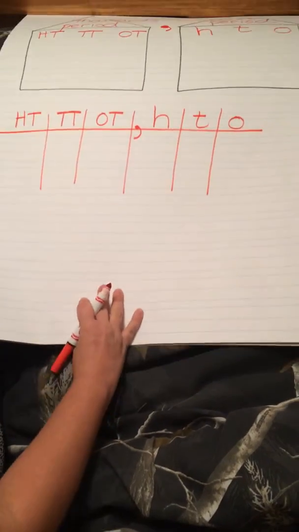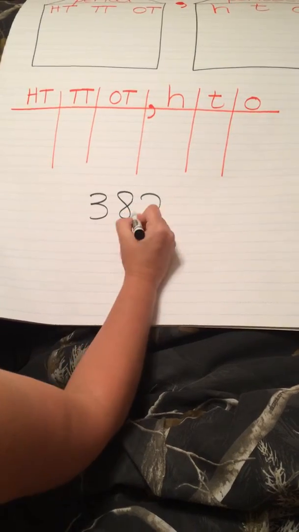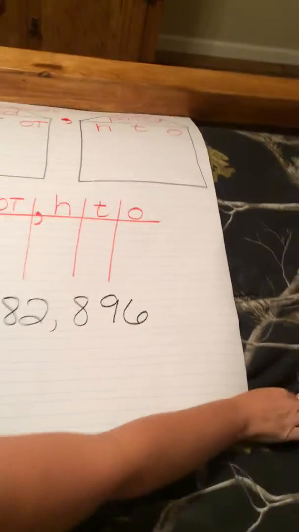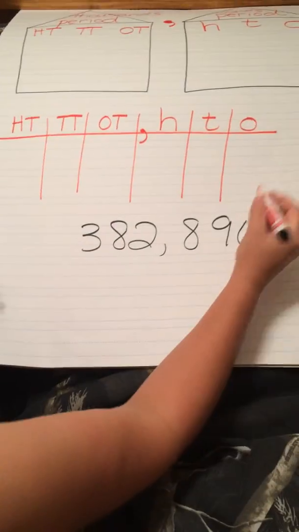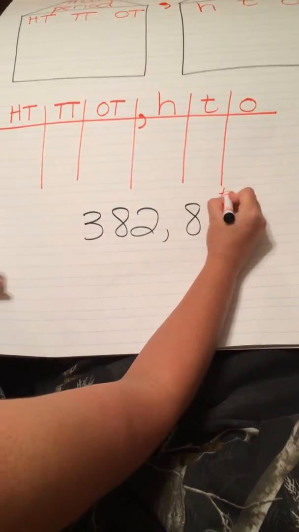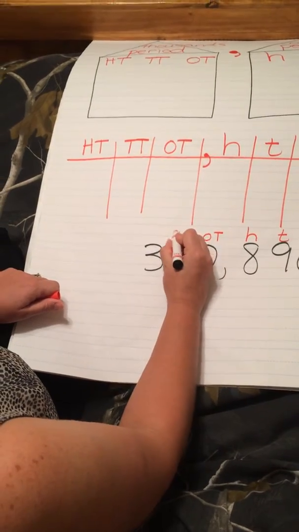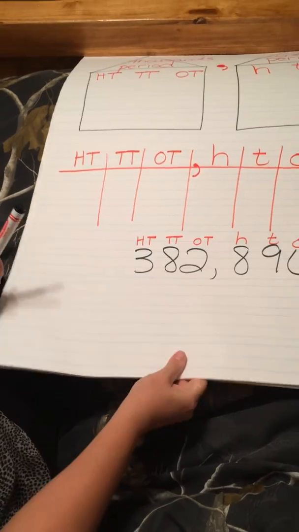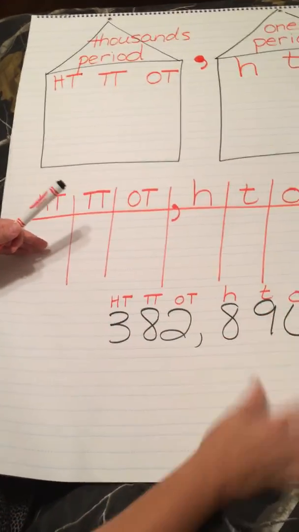The very first thing you must do whenever you see a number such as this, the children are taught to label their number with the place value house. For example, ones, tens, hundreds, thousands, ten thousands, hundred thousands. So we start teaching them the house, we move to the chart, and then they label their numbers.